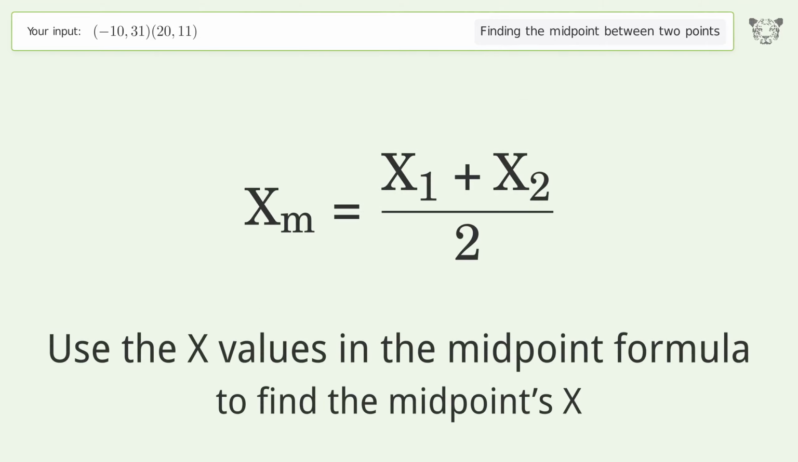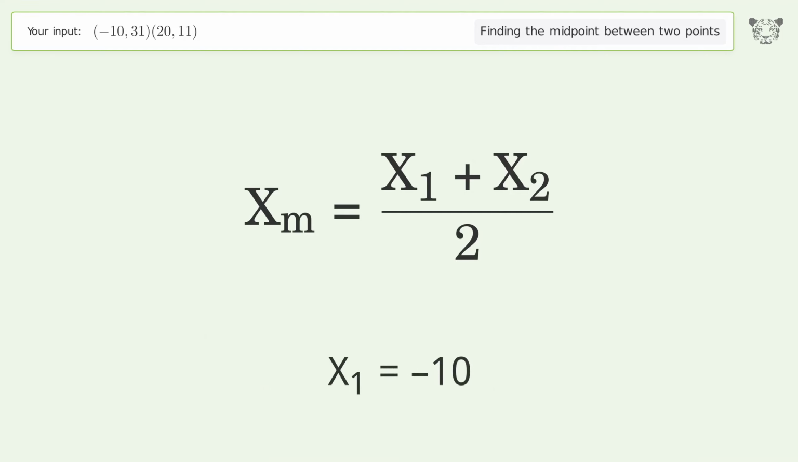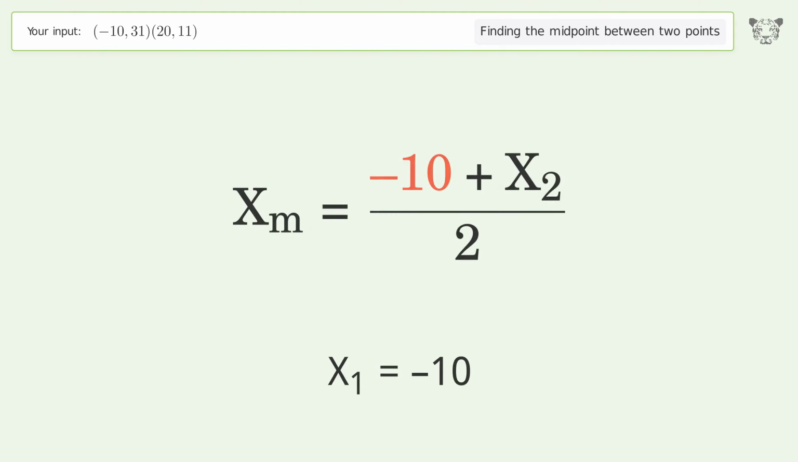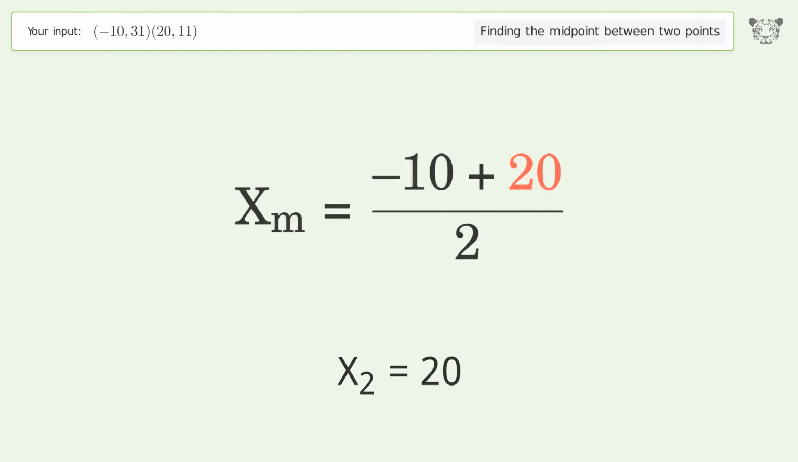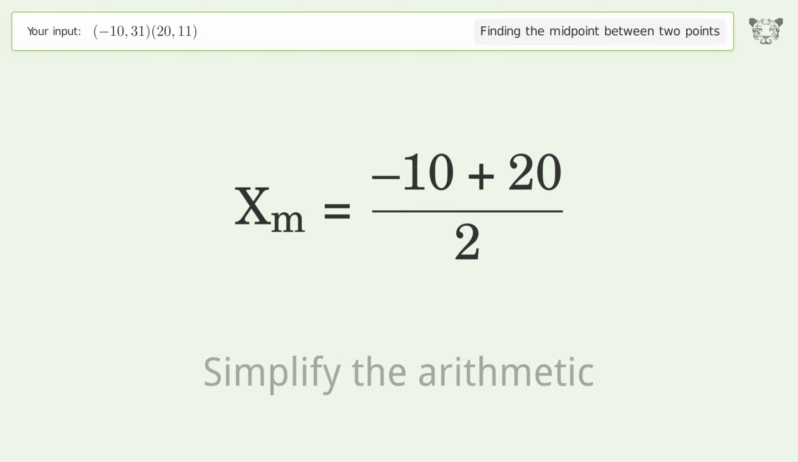Use the x values in the midpoint formula to find the midpoints x. x1 equals -10. x2 equals 20. Simplify the arithmetic.